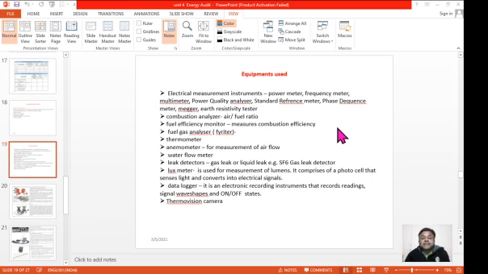Then there is a combustion analyzer, like what is the air to fuel ratio is required to be monitored. Then fuel efficiency monitor, that it will monitor what is the efficiency of the fuel, how much efficiency or what is the combustion efficiency is required to be monitored. Then the gas analyzer and liquid analyzer.